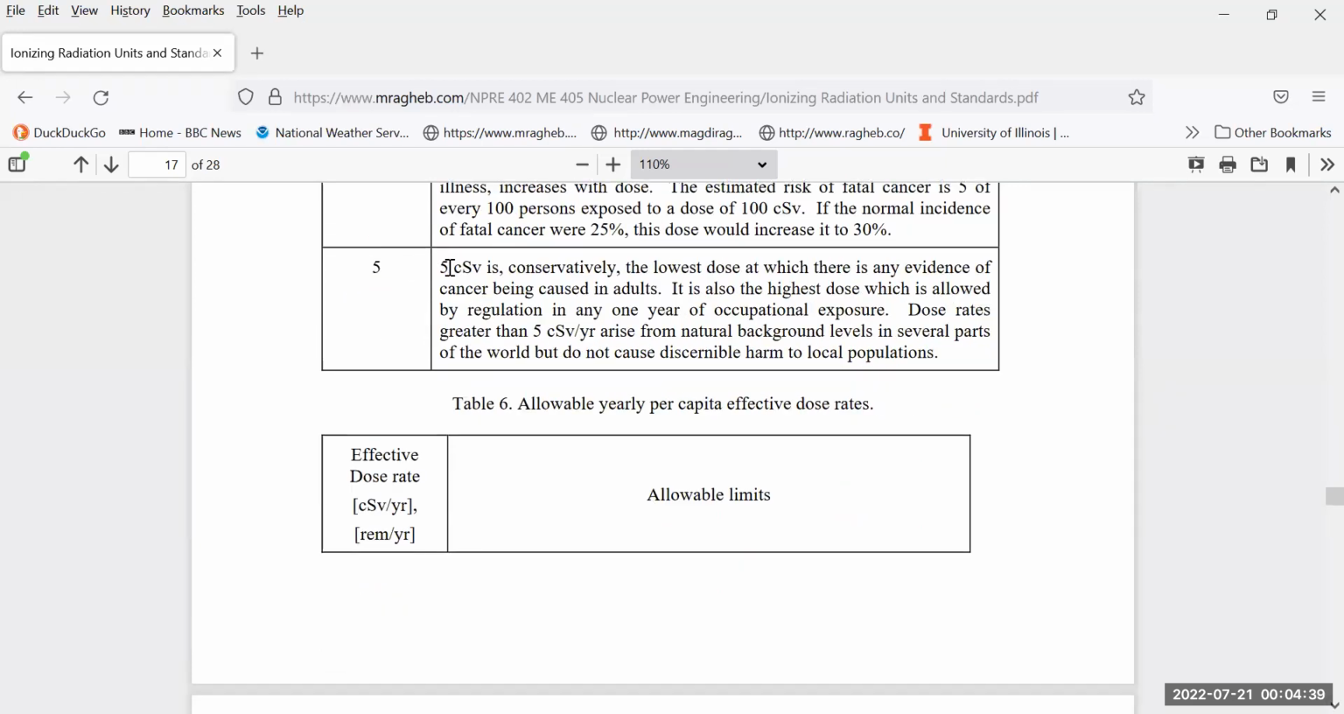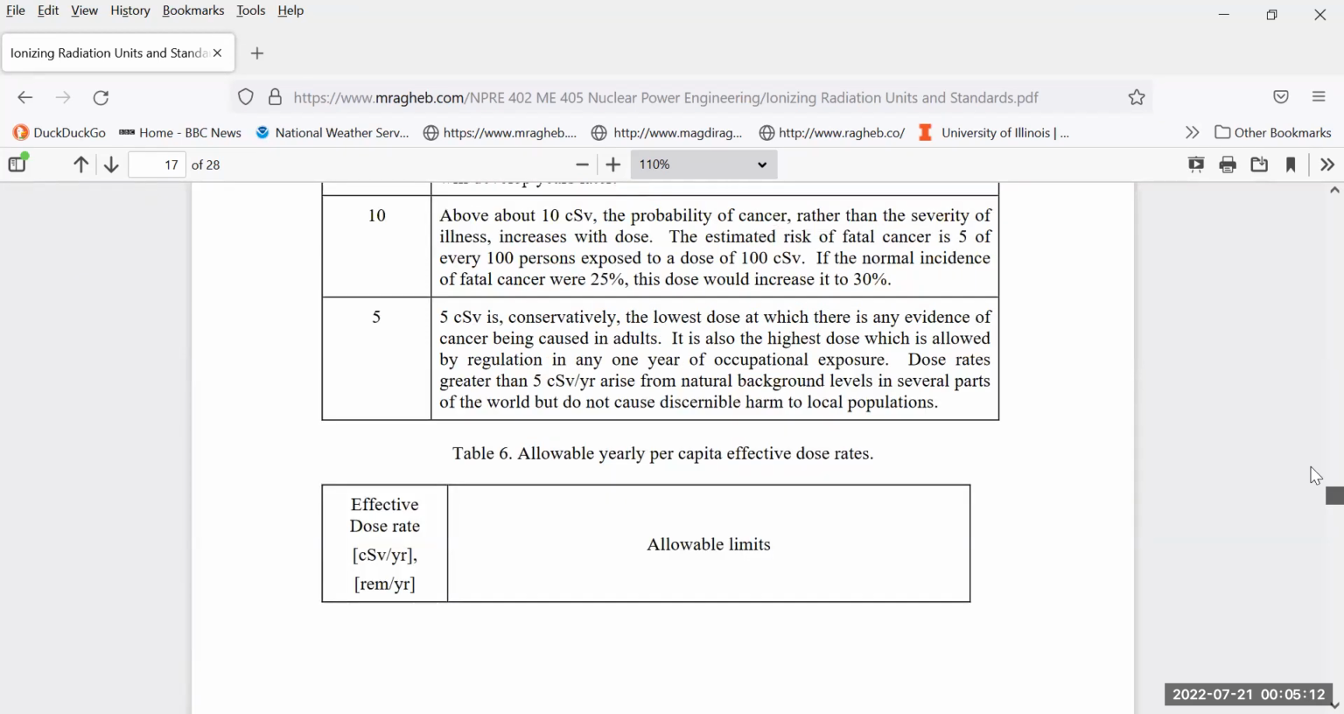5 centisievert, interesting enough, is 5 millirem is the lowest dose that the body can be exposed to without causing much harm. The body can recover. And we do not observe any evidence of cancer being caused in adults if the dose is in the range of the 5 centisievert. And that affects really the criteria that we use in terms of exposure to radiation to humans.